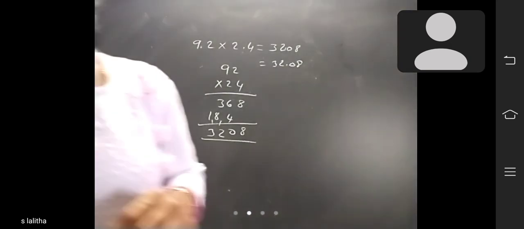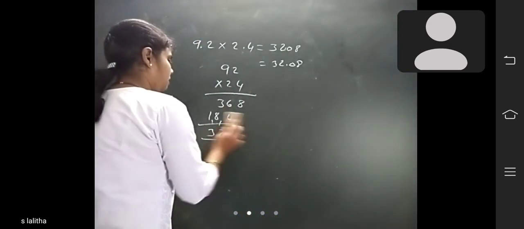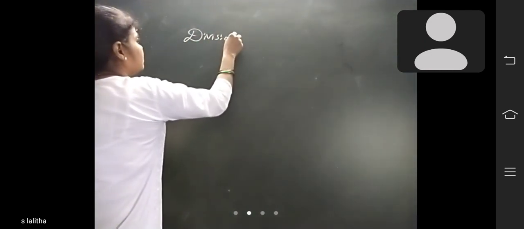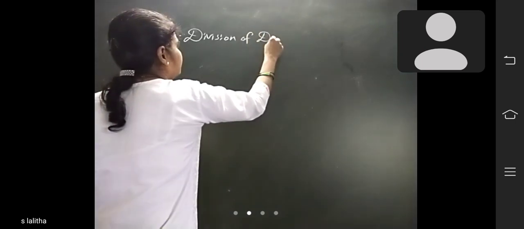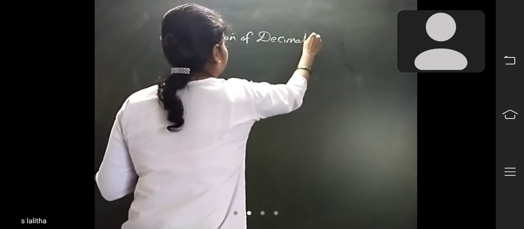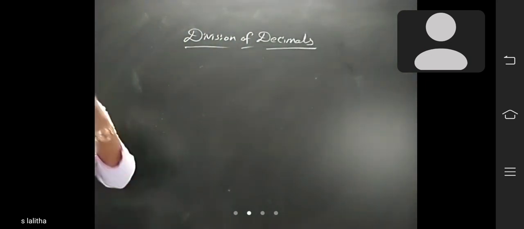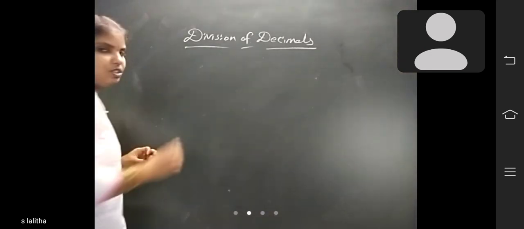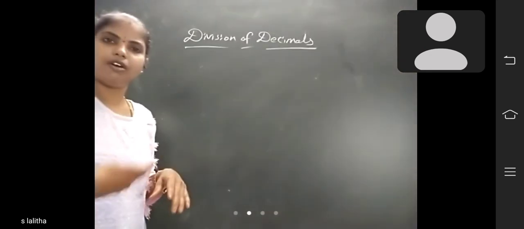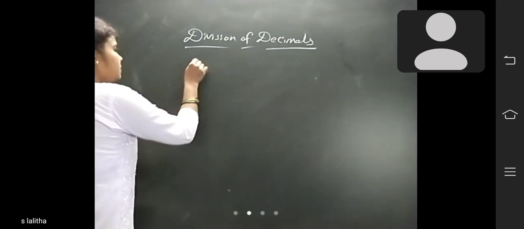Okay, next one is division of decimals. First, see one example. The first one is, what is method one? Dividing a decimal by 10 or a power of 10.